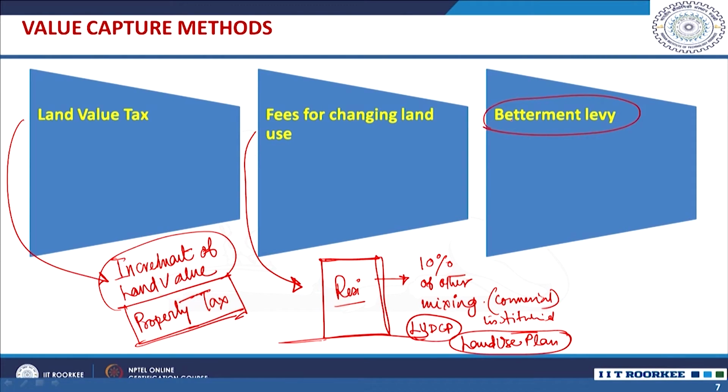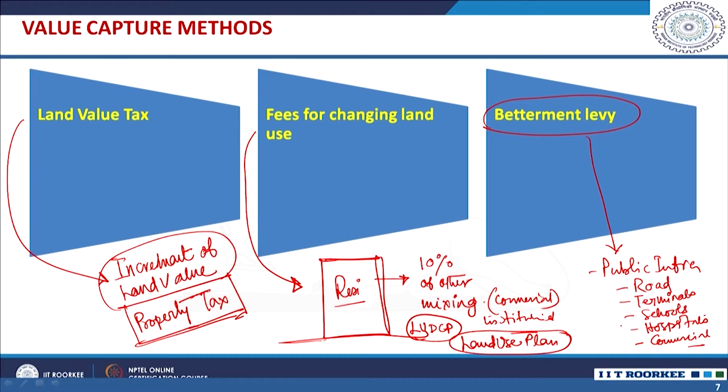The betterment levy is exactly what we discussed as an example in the beginning: when a government department constructs some public infrastructure, for example a road, terminals, schools, hospitals, etc., or a commercial center, or any other public amenity or infrastructure like a petrol pump.